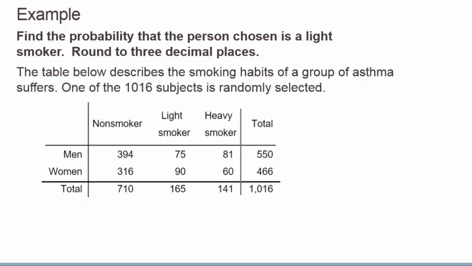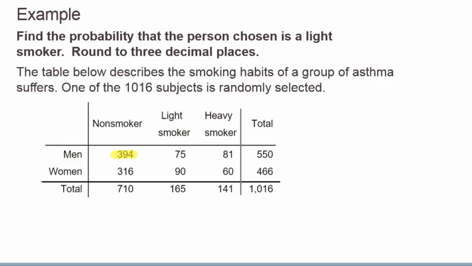In this example, we want to find the probability that a person chosen is a light smoker, rounded to 3 decimal places. The table below describes the smoking habits of a group of asthma sufferers. One of the 1,016 subjects is randomly selected. Our rows for this table are men and women. The columns are non-smoker, light smoker, and heavy smoker.